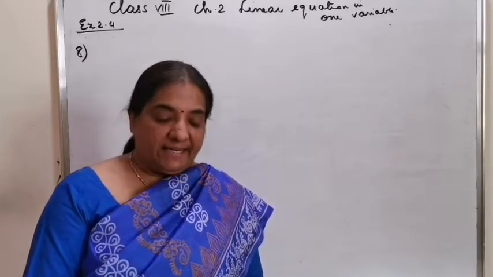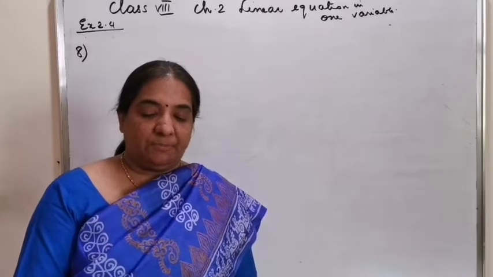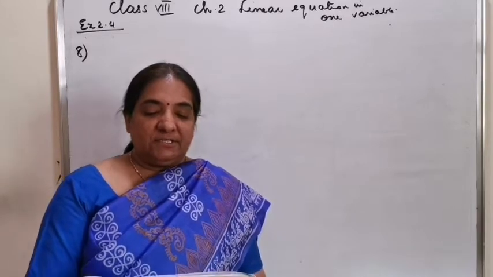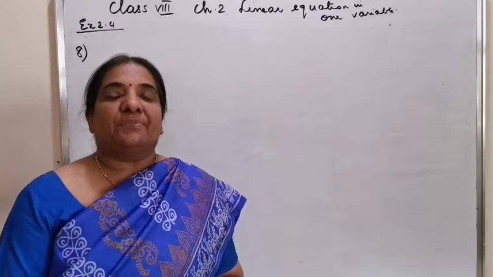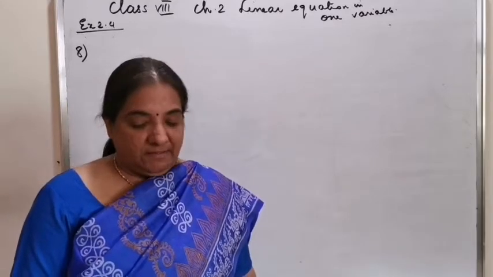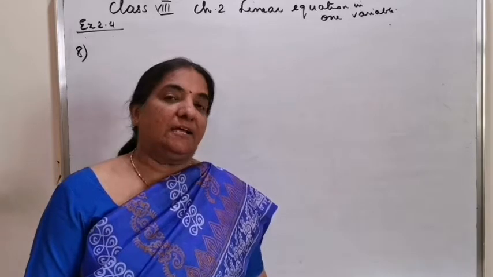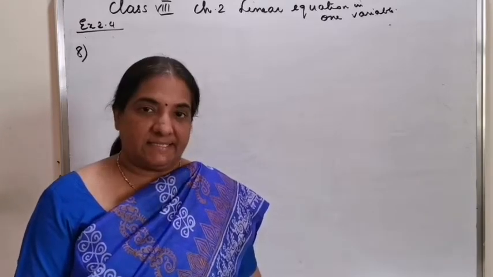The rest 9 are drinking water from the pond. Find the number of deer in the herd. Now see, when you see this question, we can take the number of deer as x.